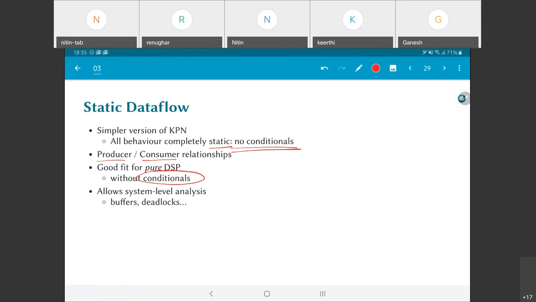What it allows us to do is a lot of system level analysis. In particular, you can analyze how big buffers can become, how big of a buffer you need between two particular elements to avoid issues such as the buffer becoming full. Similarly, is it possible for such a system to ever get deadlocked, meaning that there are a whole bunch of processes all waiting for each other? None of them is ready to go. Everyone is waiting for someone else. Can such a situation arise is something that can be analyzed nicely in static data flow.